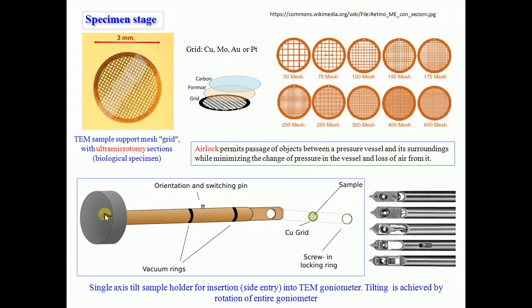This is put in the electron column, and there is an airlock between this specimen stage and the column. Why? Because if there is a vacuum inside the electron column, and if you want to insert a sample online, then the vacuum should not be ruptured. So for that, an airlock is necessary. And this is the single axis tilt sample holder, a side entry in the TEM goniometer. And these are the various geometries of the sample holder.